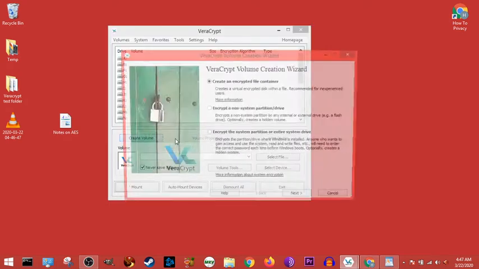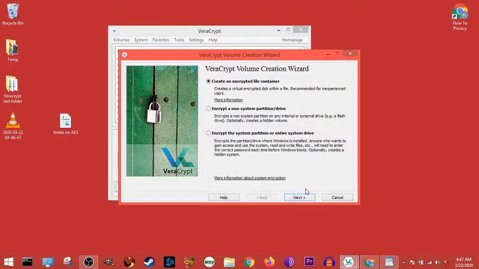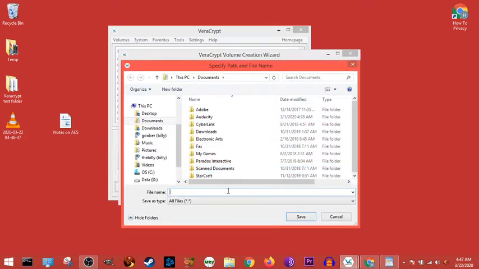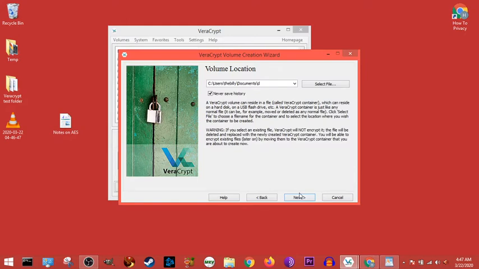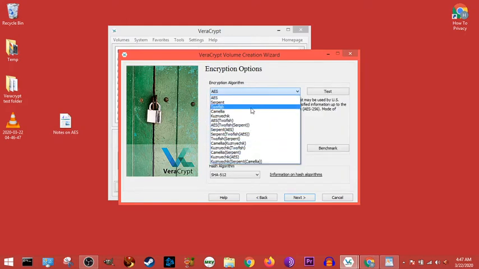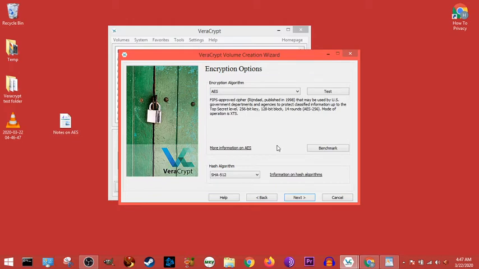We open up VeraCrypt, we go to create volume, create encrypted file container, create standard volume, select anywhere, call it anything. We hit next, and boom. So we're going to be selecting our encryption algorithm, which one we want. And we're going to be talking about this one right here, the very top one, AES.